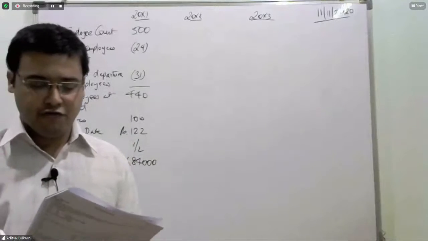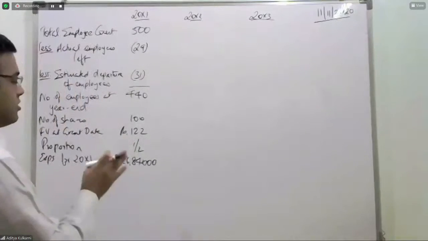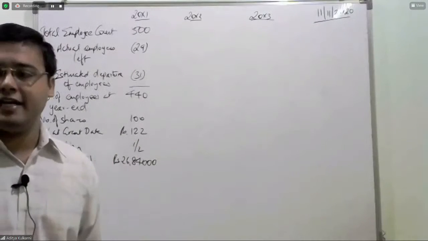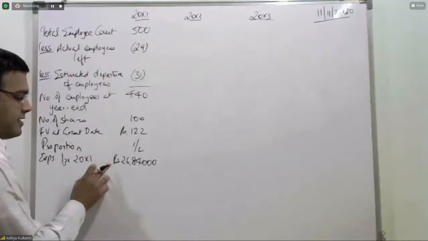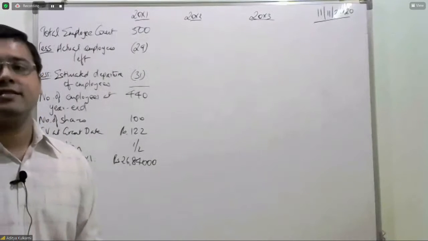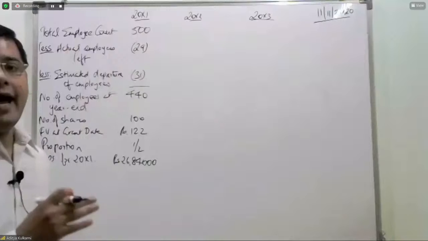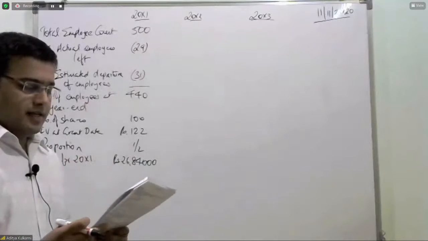So at the end of first year, you will take your entry as employee benefits expenses account debit to share-based payment reserve 26 lakhs 84,000. Clear? And now we come to the second period.